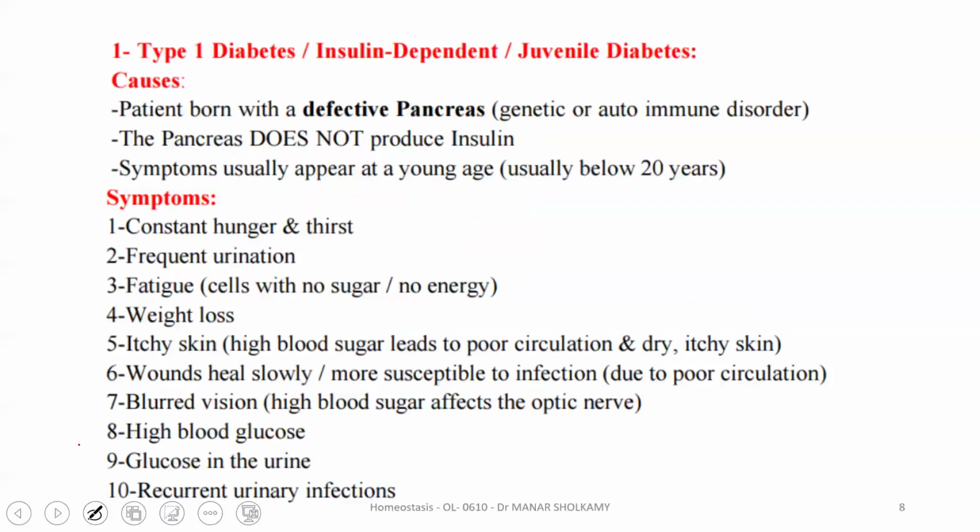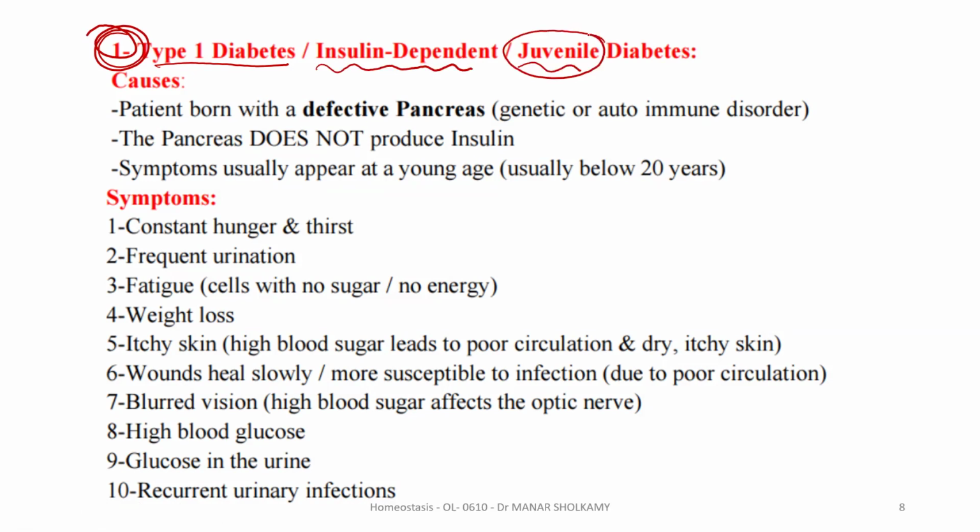Where am I? I don't want to jump. Yes, here, diabetes type 1. This is important. It has other names: insulin-dependent diabetes or juvenile diabetes. Juvenile means young age because it appears below 20 years. It's an autoimmune disease. These are important information. You have a defective pancreas. The immune system will attack your pancreas for no reason.